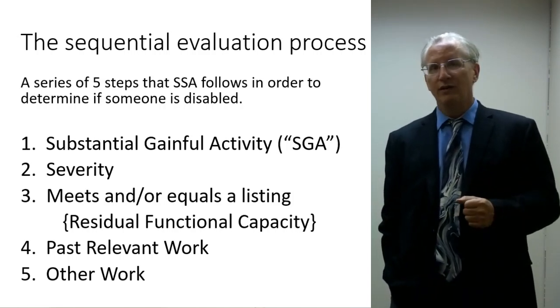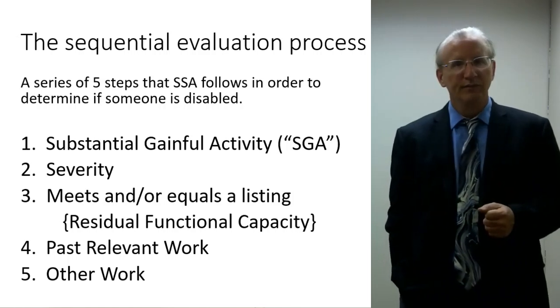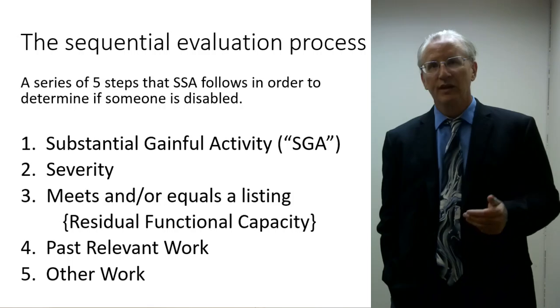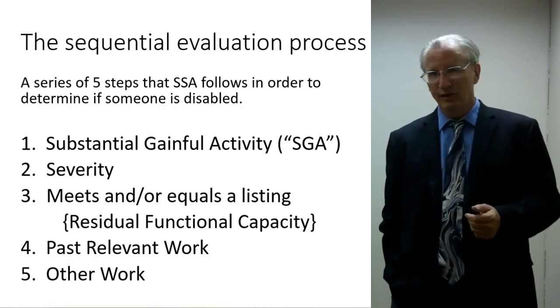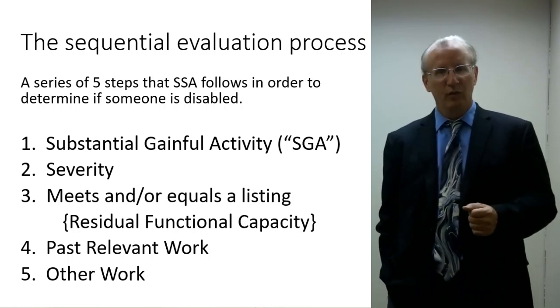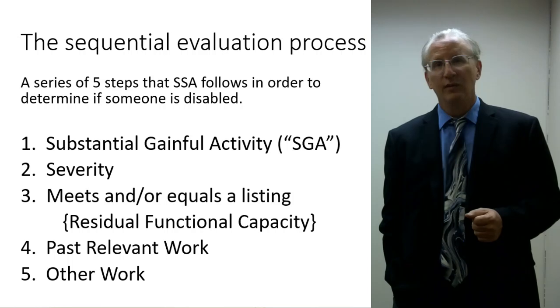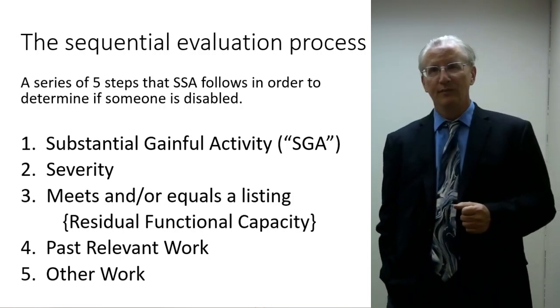So let's take a look at the 5 steps. Is someone engaging in substantial gainful activity? They aren't. Do they have a severe impairment? They do. Does that severe impairment meet or equal a medical listing? If it doesn't, can the individual return to past relevant work? And if they can't, is there other work in the national economy they can perform? Let's go through this step by step.